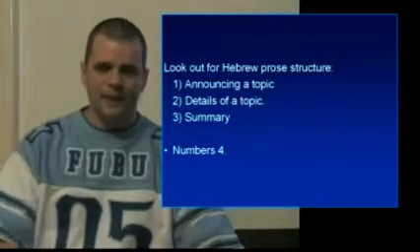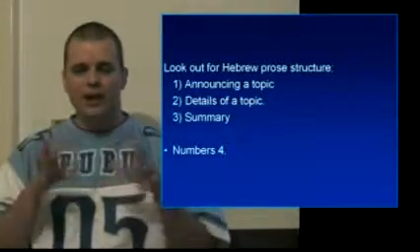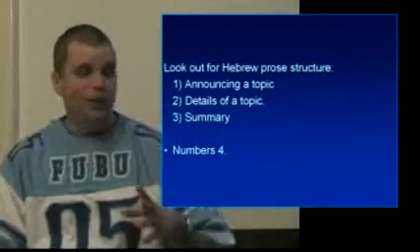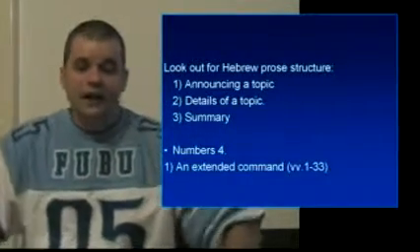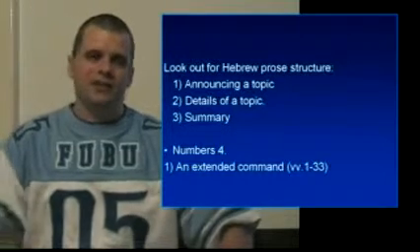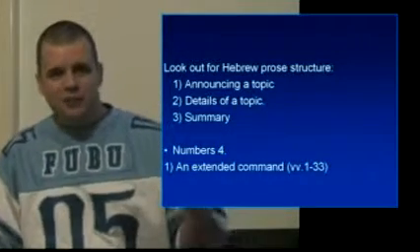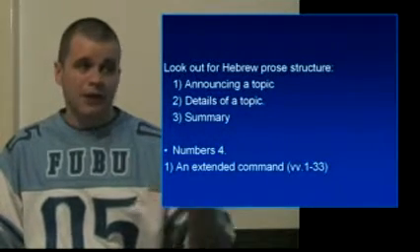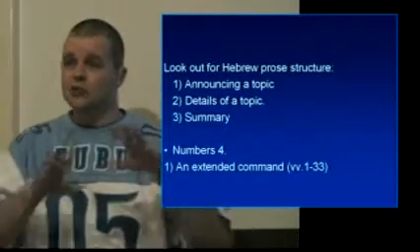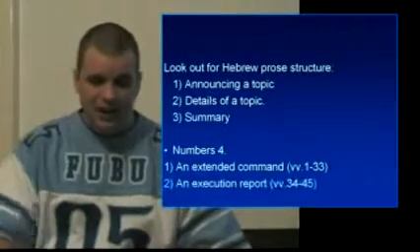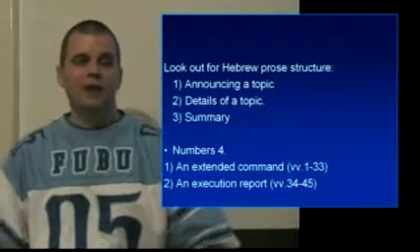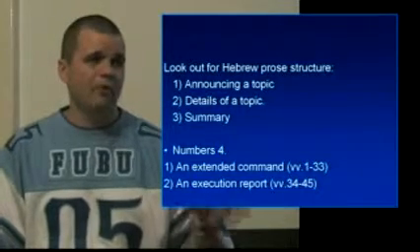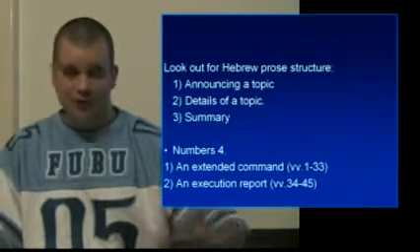Now, if you remember, a minute ago we looked at Hebrew prose, how it announces a topic, details a topic, and then summarizes a topic. Well, Numbers 4 is a good example of this. Verses 1 to 33 give an extended command. I know before I said you get a topic announced, but in Numbers 4 you've got basically 33 verses where God gives a command, and you could see that as the topic. And then verses 34 to 45, you get an execution report, meaning not that anyone's been killed, but a report of how this has been executed, how it's been carried out.